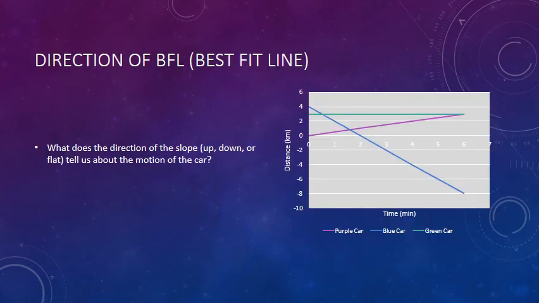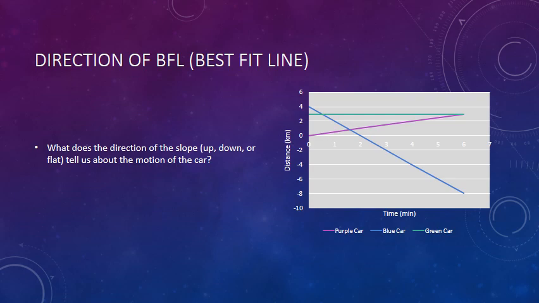So we're going to look at a new graph now that has best fit lines that represent a purple car, a blue car, and a green car. You can see that the purple car has a slope of the best fit line that's in an upslope direction. The blue car's line is going in a downslope direction, and the line representing the green car is flat. So what does the direction of the slope tell us about the motion of the car?